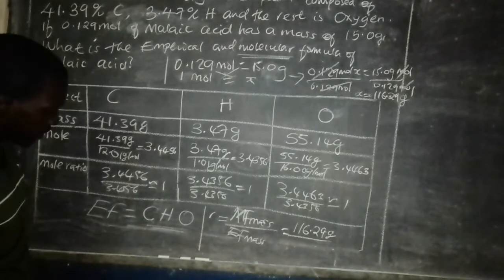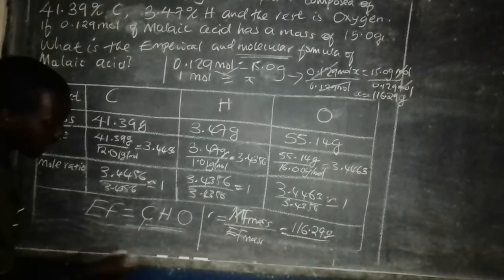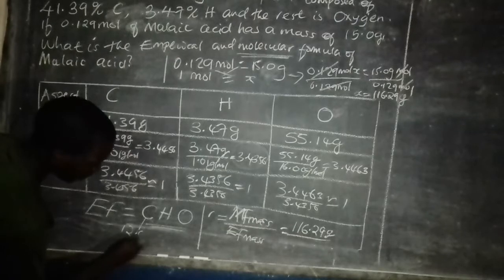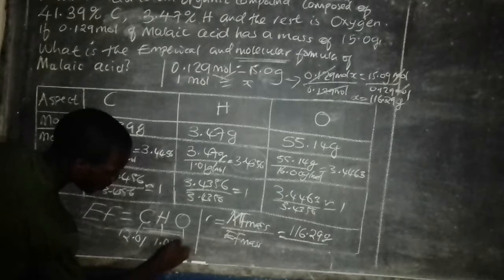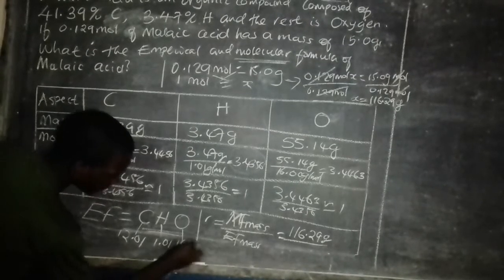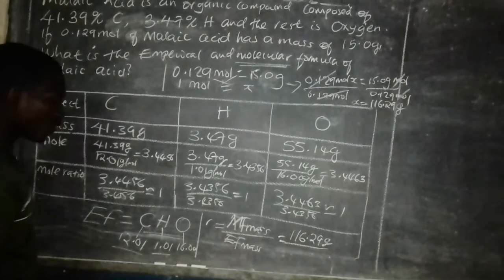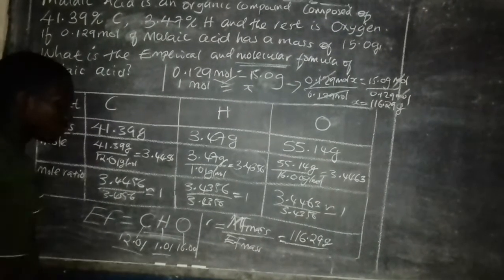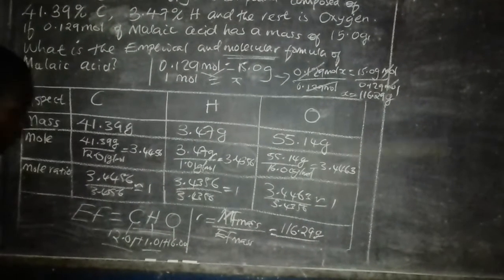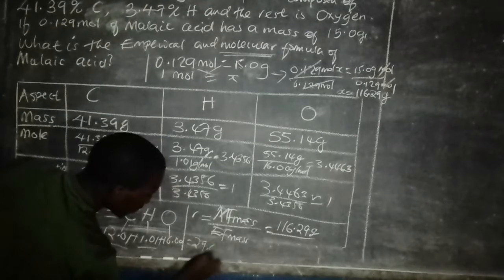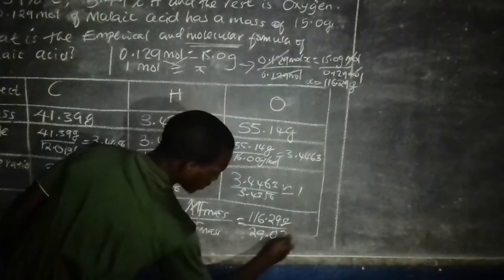So the empirical formula mass is calculated by finding the molar mass of this. So the molar mass of this is what? For the empirical formula, carbon, we know that it is 12.01, that's the mass of carbon. Hydrogen 1.01, oxygen 16.00. So if we add 12.01 plus 1.01 and 16.00, what do we get? 29.02. So that is what we write here, 29.02.